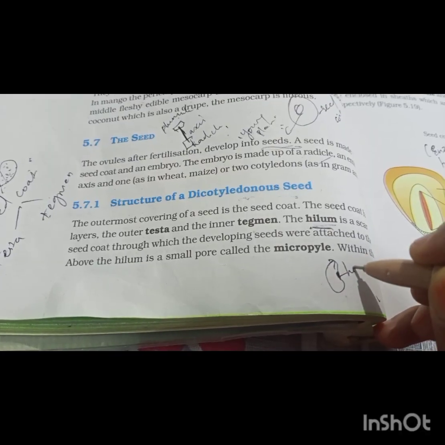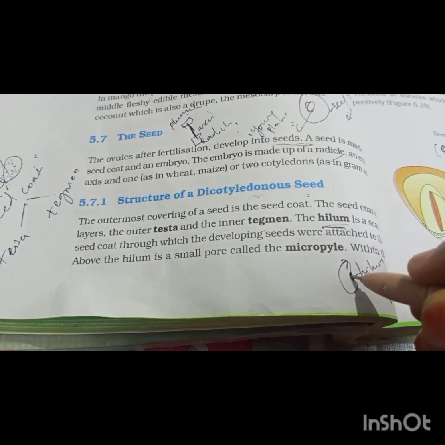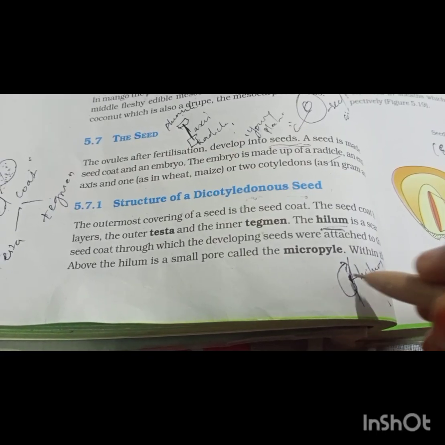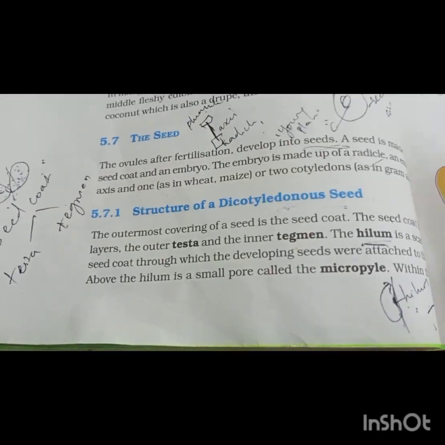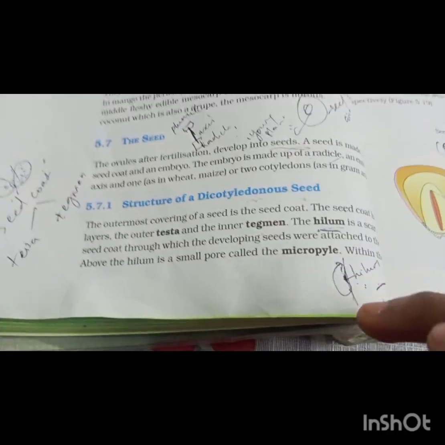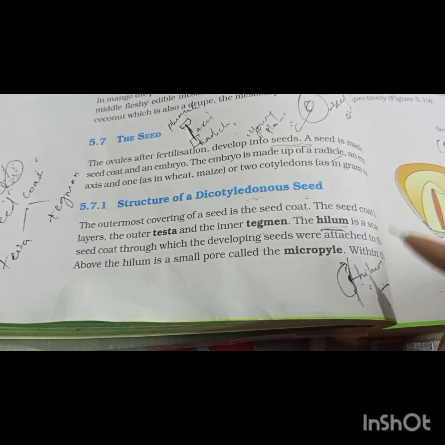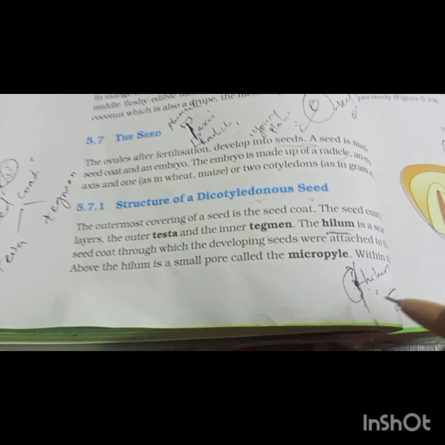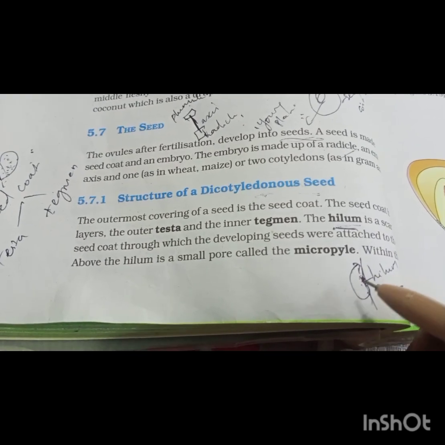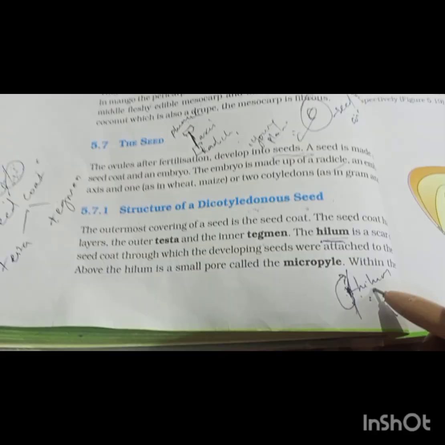So that part is actually known as hilum. So this indicates it is attached to the placenta. You can clearly see that, right? So placenta is actually present in the ovary. Ovary is what develops into fruit. So obviously it is a part of a fruit. So in the case of bean, you can see a white structure here. So that is actually a scar formed in the place where the seed is attached to the fruit.